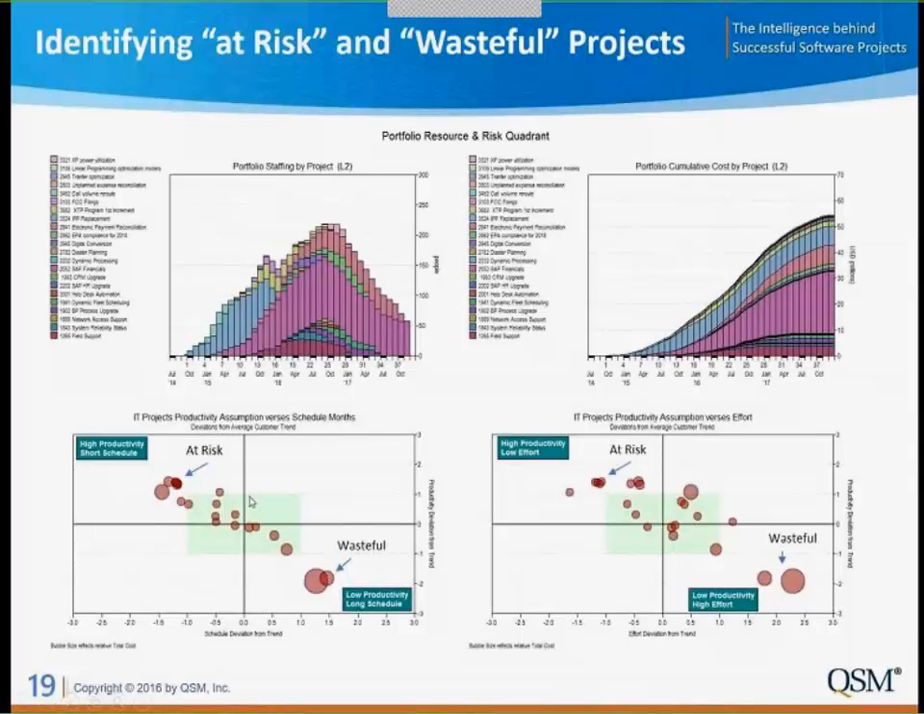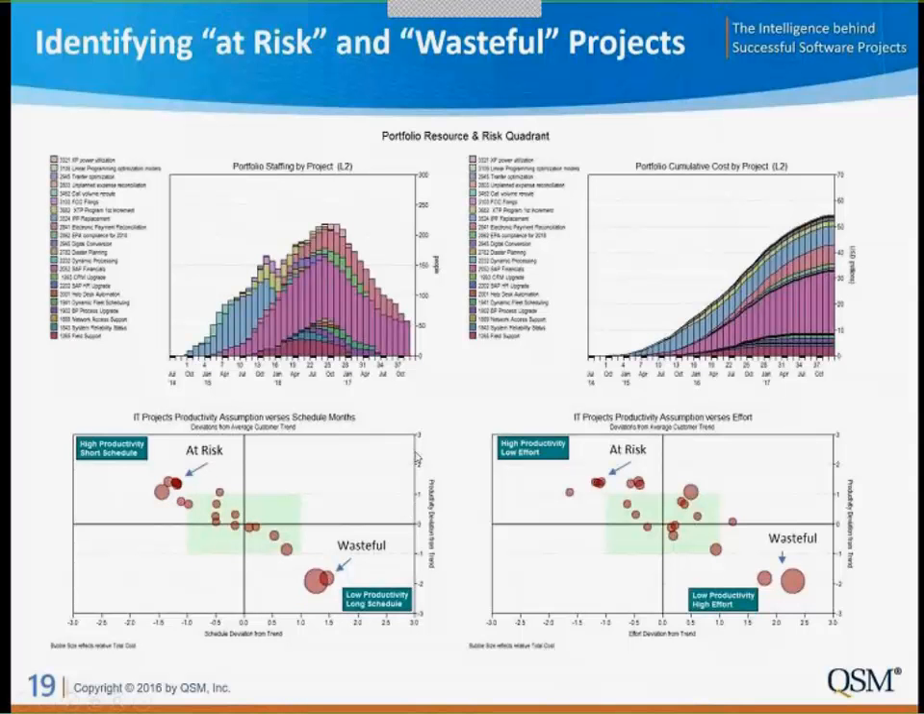Now, the shaded area I would set as an acceptable variation around my trend line. And it's set, in this case, to plus and minus 1 standard deviation. So 68% of the historical data points have fallen within this boundary zone. And that's where I'd like my projects to operate. I don't want them operating out on the fringes of what's been seen before, both from a risk standpoint or a wasteful standpoint. So the bubbles that are up here in this portion of the quadrant are the ones that I'll call at risk.